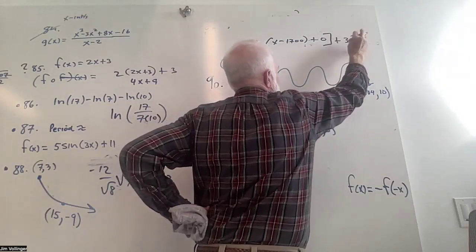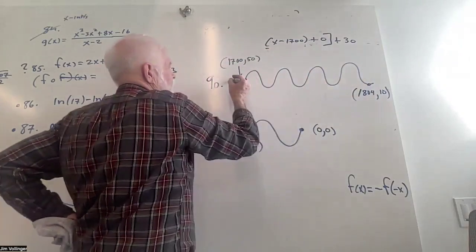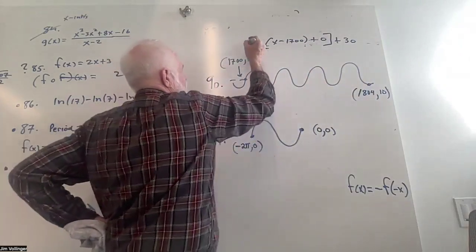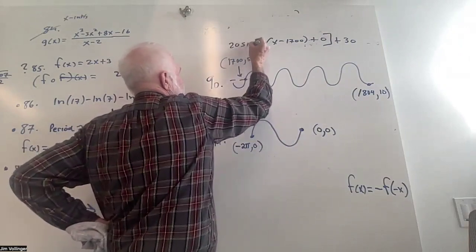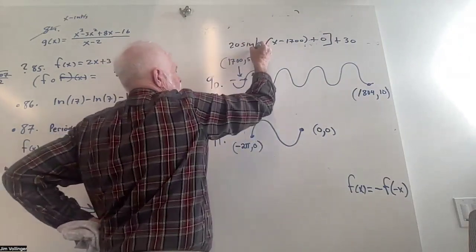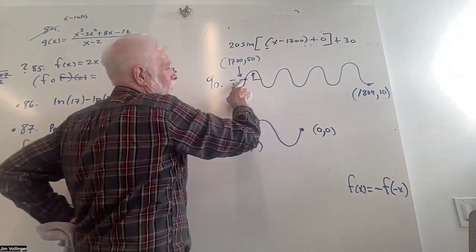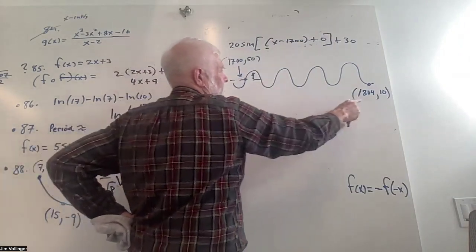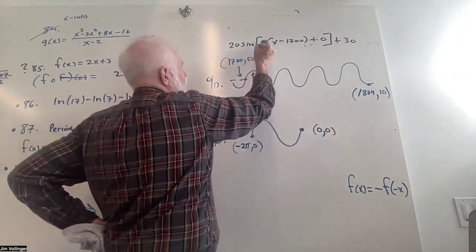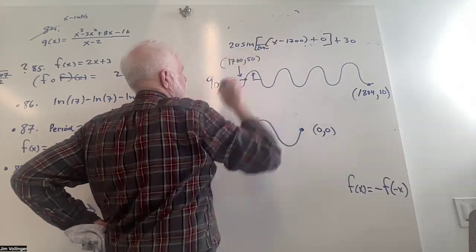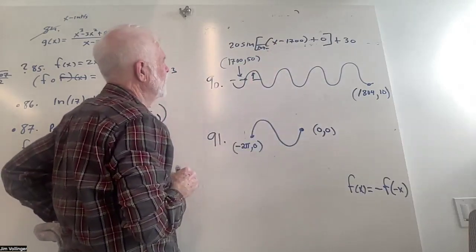baseline 30. All right, I'm measuring from 30. From 30, I'm going up 20. I'm making it a sine function. Now I just got to get the period of this from 1700 to 1804, which is 104 years. 104 years, if I'm not making a mistake.